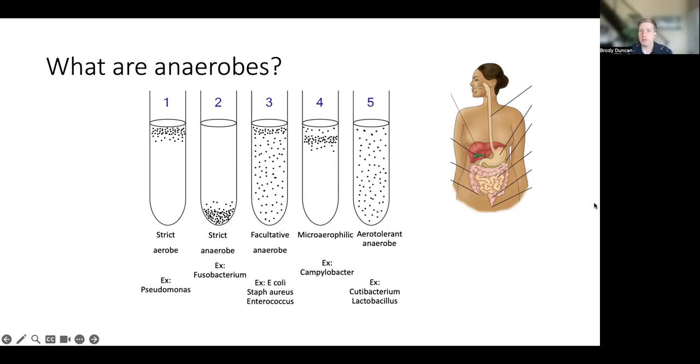So when you think about infections, if you have an infection that's just superficial in the mouth, you might not expect there to be very many strict anaerobes. But if you have an infection, for example, deep in the intestines, like you have a perforated appendix, then you would expect there to be a lot more strict anaerobes. So this is just important as we go through to try and understand kind of the epidemiology here.